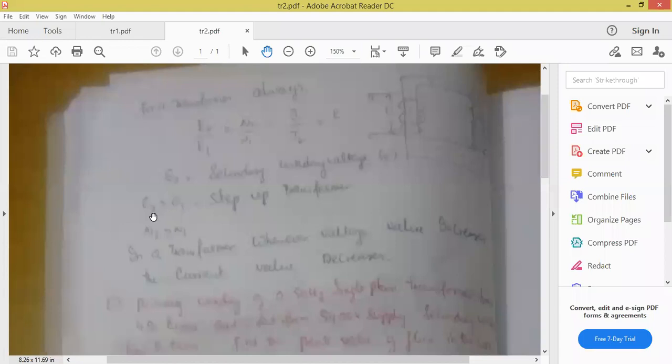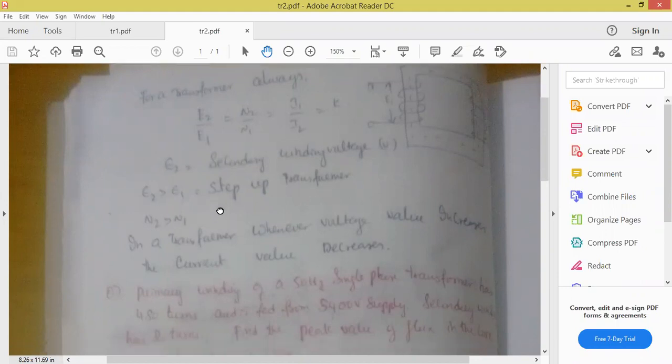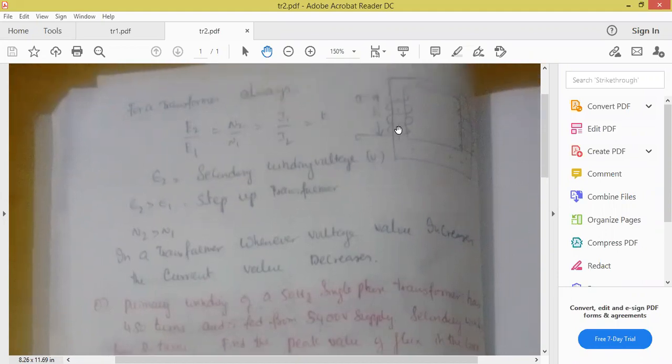So E2 greater than E1 is step up, and near our colony we are just stepping down, so E2 is less than E1. Now you see what happens inside the transformer, a question every student can get.